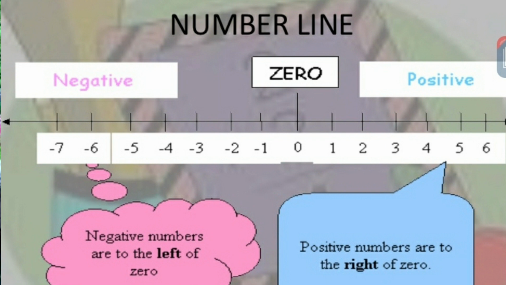First one, positive integers. On your number line, the integers to the right of zero are called positive integers. I will repeat once again, positive integers are to the right of zero. Negative integers are to the left of zero and are called negative integers. I will repeat once again, what do you mean by negative integers? Negative integers are to the left of zero. This is the different types of integers and their definitions.